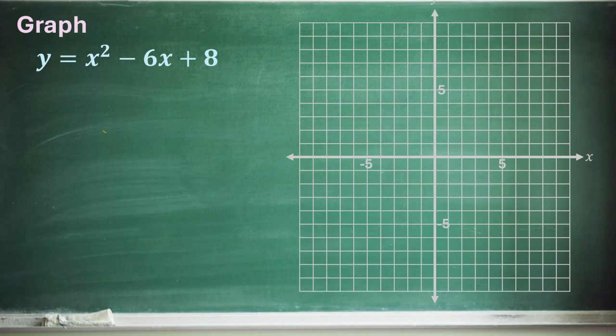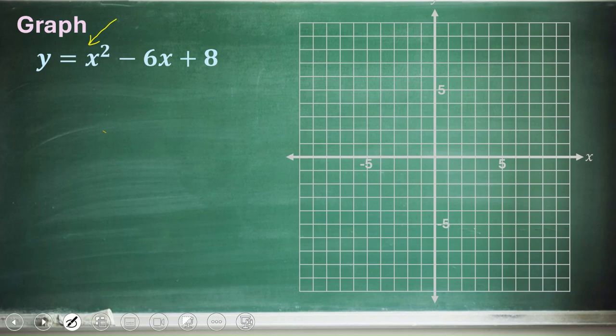So one thing I want to point out as we look at this is that there is not a number written in front of x squared. When there's not a number written in front of x squared, it's a 1, like a 1 times x squared is x squared. What that means is this is an upward facing parabola, just like the parent function y equals x squared.